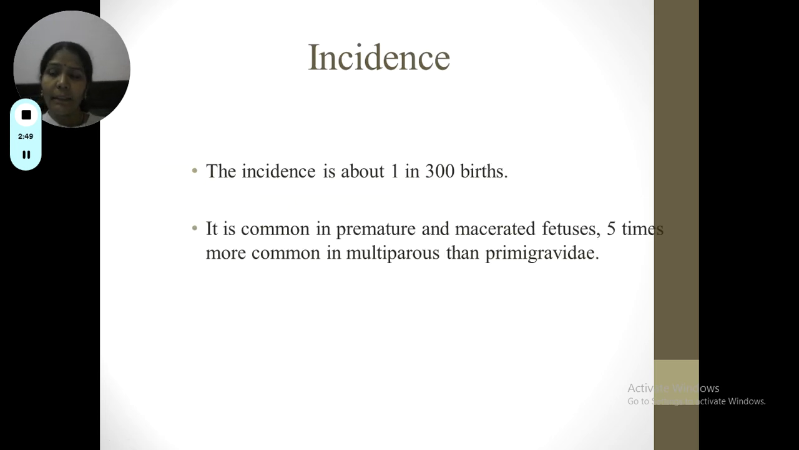Incidence. Coming to the incidence of transverse lie, it is 1 in 300 births. It is common in premature and macerated fetuses, and it is 5 times more common in multiparous women than the primigravida because of the laxity.